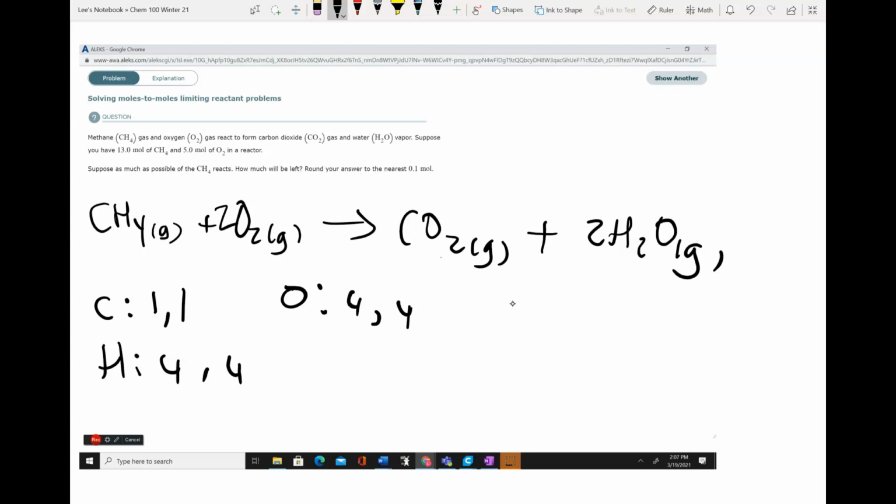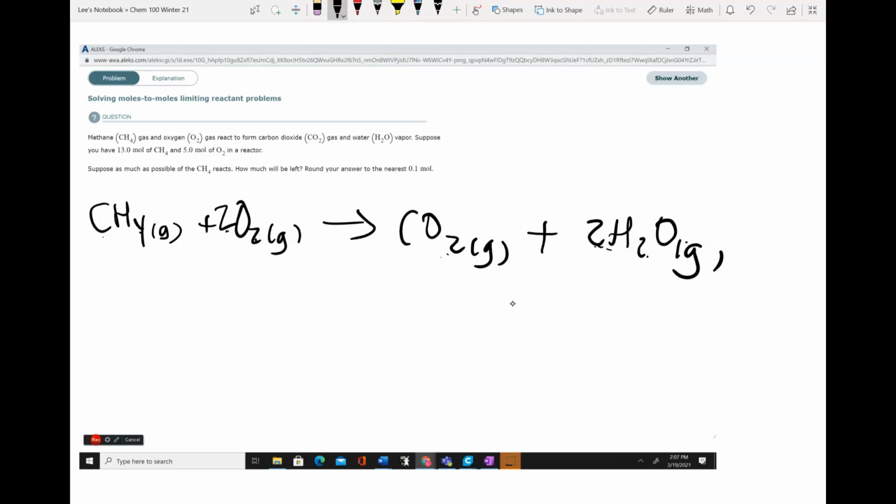Yep. Okay, so everything balances, like 1 carbon, 1 carbon. 4 hydrogens, 2 times 2, 4 hydrogens. 2 times 2, 4 oxygens. 2 oxygens plus 2 times 1 oxygen, 4 oxygens. So everything is good. There we are, nice and balanced. Can't do anything until we're balanced because we need that mole ratio.